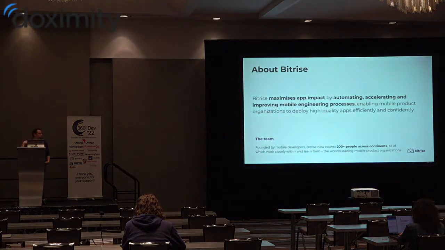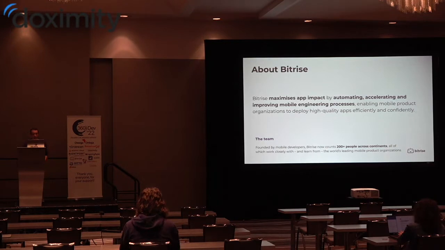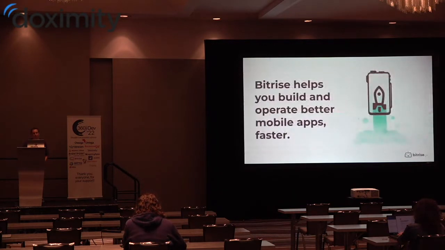So, a really quick overview of Bitrise. Bitrise maximizes app impact by automating, accelerating, and improving mobile engineering processes, enabling mobile product organizations to develop high-quality apps efficiently and confidently. We started with a very small team in Budapest, Hungary, all mobile developers solving their own problems, deploying and testing and continually releasing apps. Now we're over 200 people across multiple continents all across the world, and we work closely with and learn from some of the world's leading mobile product organizations. To sum it all up in one sentence, Bitrise helps you build and operate better mobile apps faster.